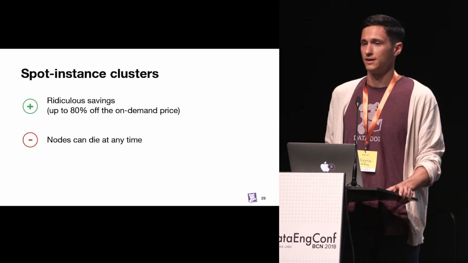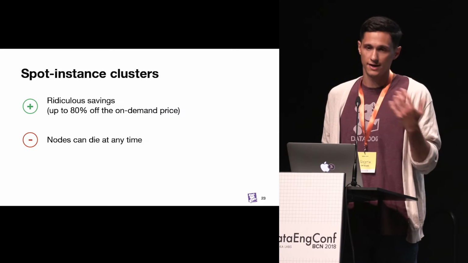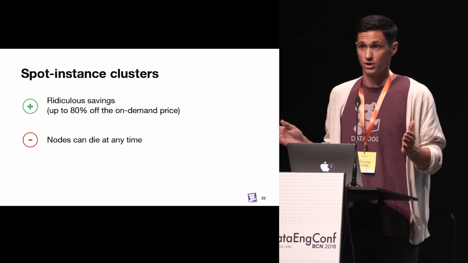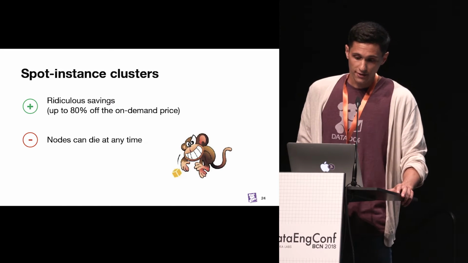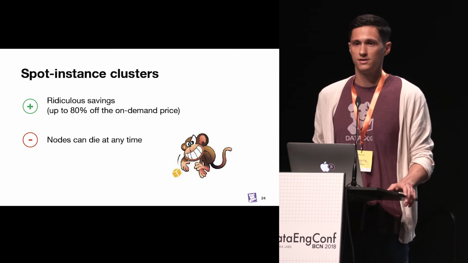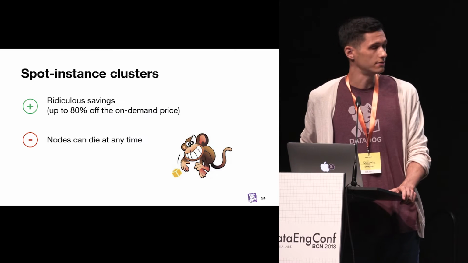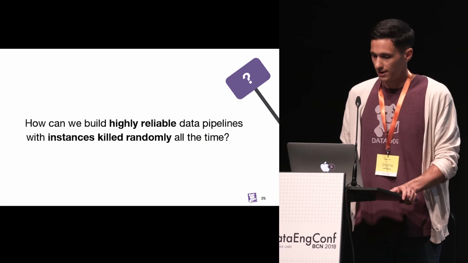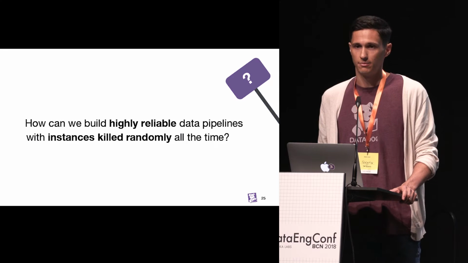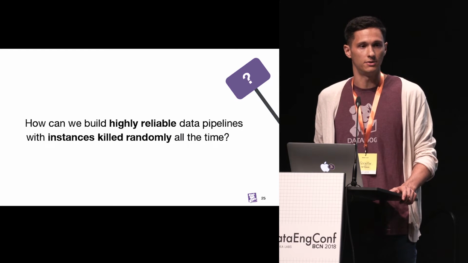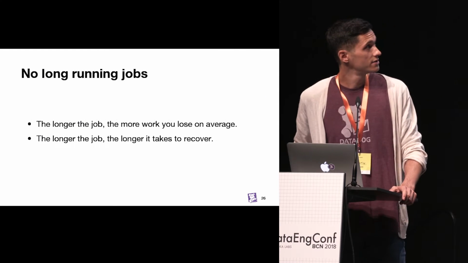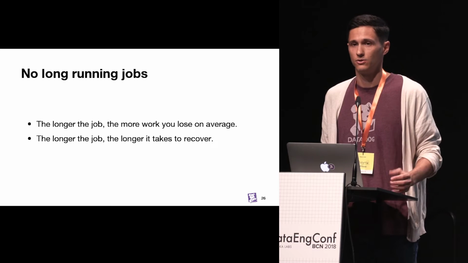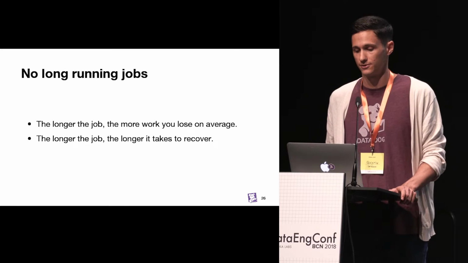But the big downside is that nodes can die at any time. So you're not sure that you're going to be able to keep your nodes for the length of your job. You can think of it as having basically chaos monkeys running all the time in our clusters and killing nodes randomly. So you're probably wondering, how can we build highly reliable data pipelines with instances that are killed randomly all the time? It's actually not such a bad thing, because it forces us to build our jobs in a way to make them fault tolerant.